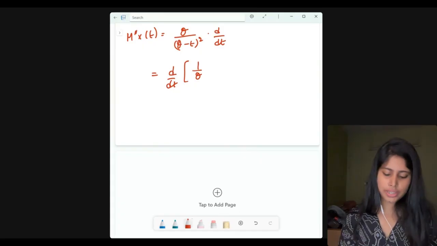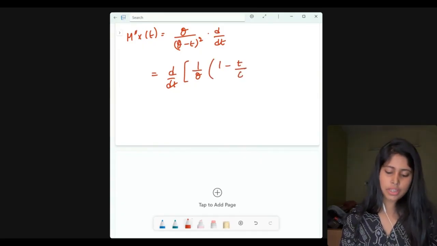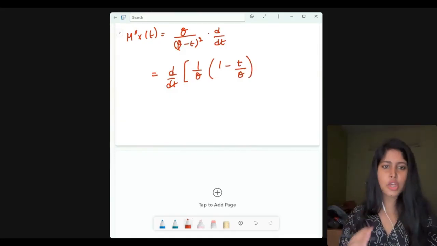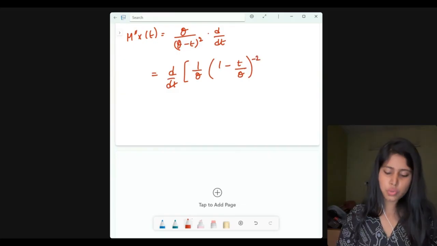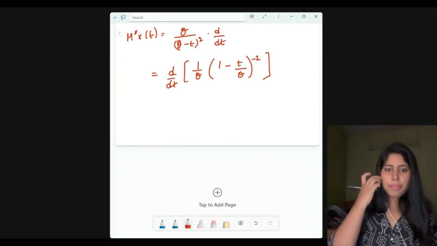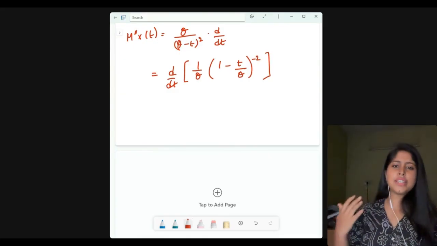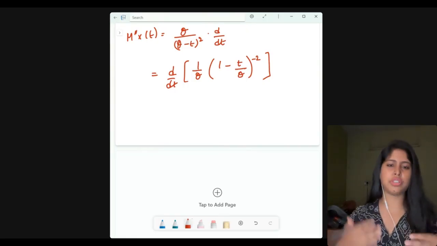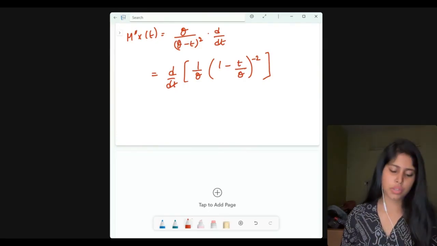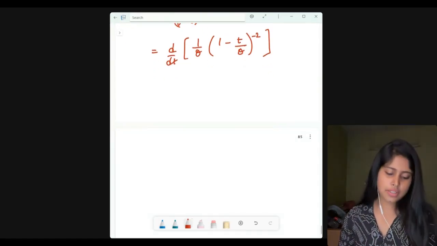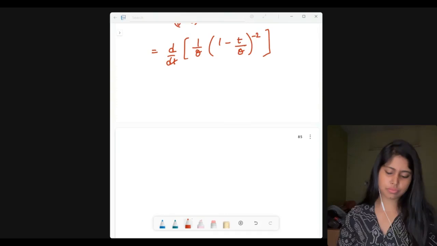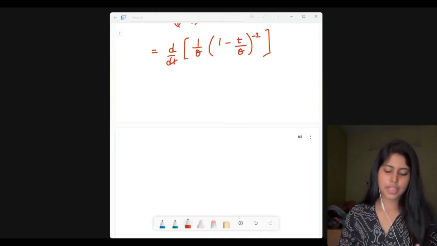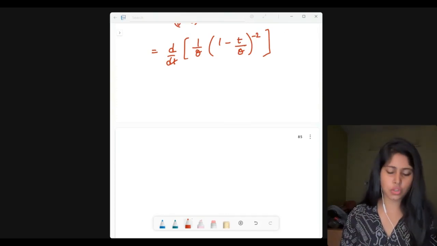1 by theta we are taking as common, then it will be 1 minus t by theta to the power minus 2. Why? Because this is in our denominator, right? So to the power minus 2. Now why am I taking this in power? Because that is way easier for us to calculate when we are dealing with derivations and integrations, right? Okay, so after doing this, you need to put t is equals to 0.